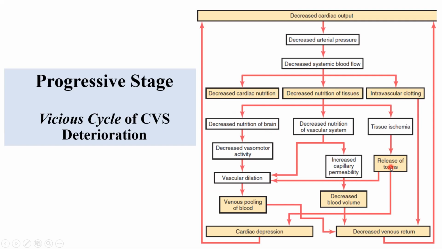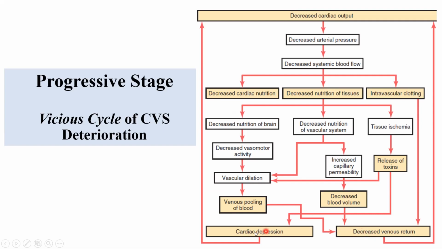So release of toxins causes further cardiac depression by literally damaging the heart physically. It's a toxin, it's a poison, it's bad for cells. It's also bad for cardiac cells, okay? So this is very problematic. This also damages vessels, again adding to the woes of this patient. Decreased volume will add to decreased venous return. Pooling of blood in the periphery will also add to the decreased venous return.